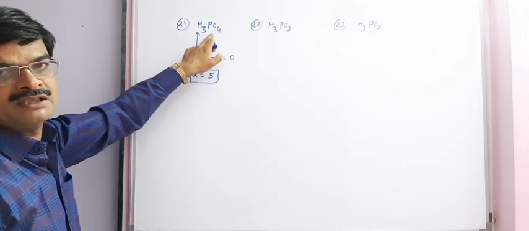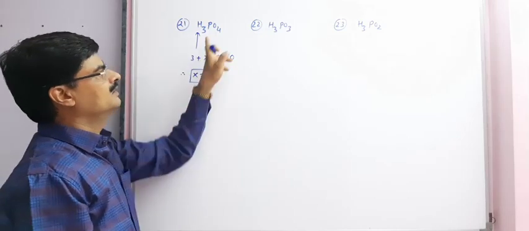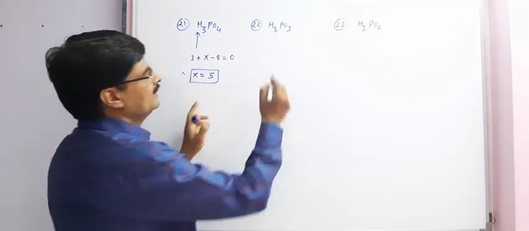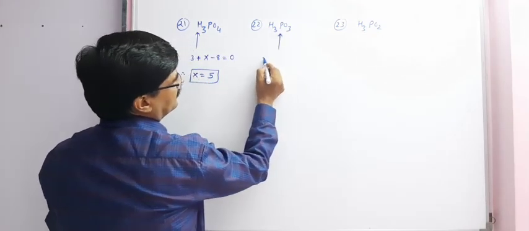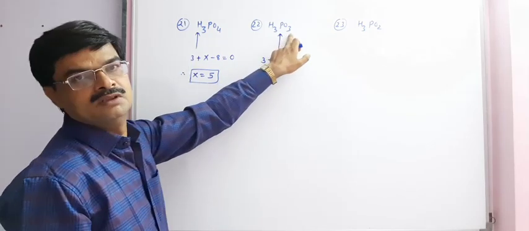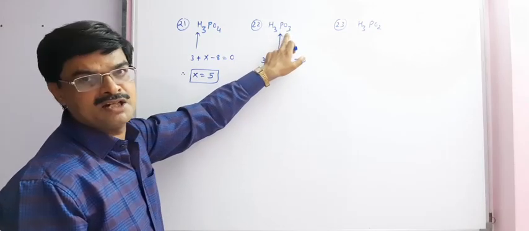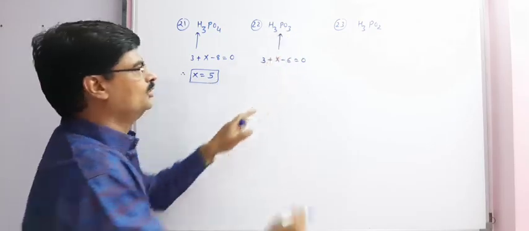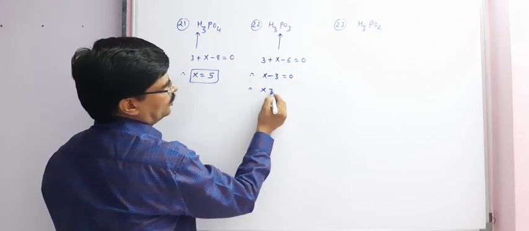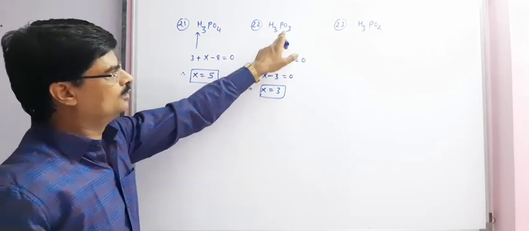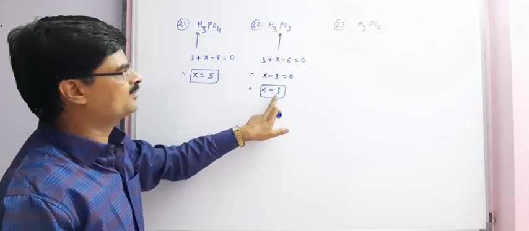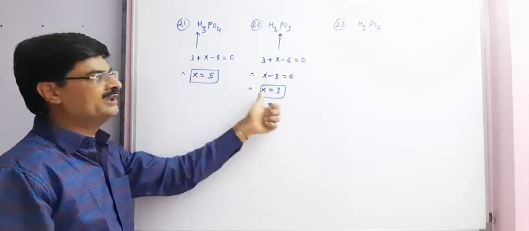So by the formula method or by the structural method, we will get the oxidation state of phosphorus to be plus 5. Same way in this case, 3 plus X minus 6 is equal to 0. For each oxygen it is minus 2, so we will get 6. X minus 3 is equal to 0. So X is equal to 3. So the oxidation state of phosphorus in H3PO3 is found to be 3. Here it is 5, here it is 3.